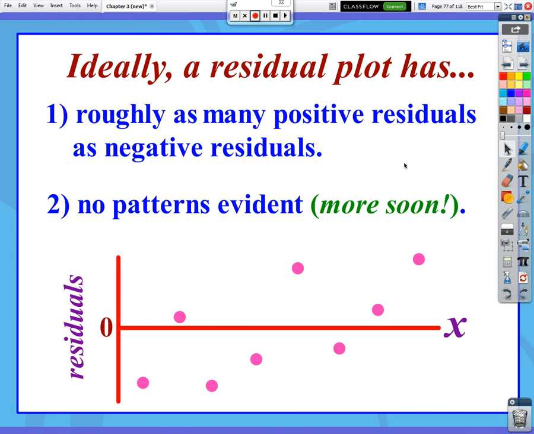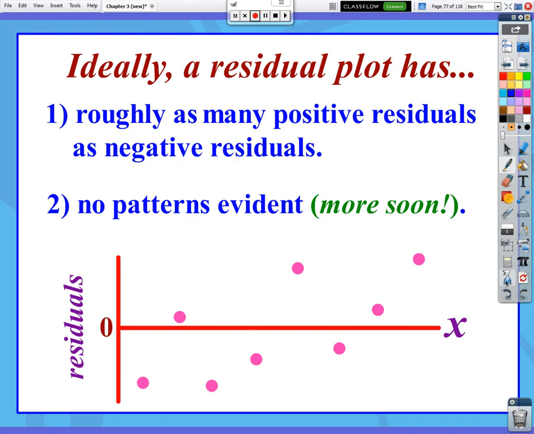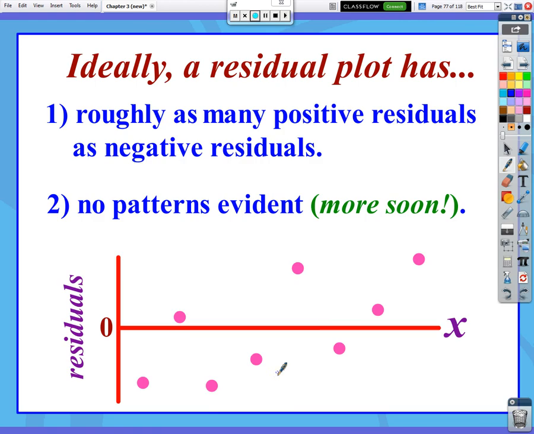Now, ideally, a residual plot has roughly as many positive residuals as negative residuals. If I looked at this example, there are 4 residuals that are positive, and there are 4 that are negative. Well, hey, that's perfect. That's not even roughly half and half. It is exactly half and half. But sometimes you might have, for instance, let's say 12 positive residuals and 10 negative residuals. Well, that's pretty close to being half and half. And again, what should be true about all of these residuals versus all these residuals is that together, when you add them all up, you should get 0.